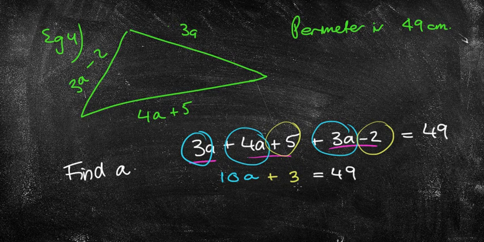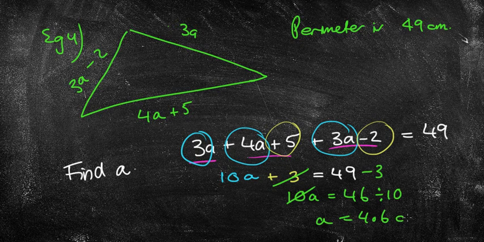Therefore, I'm going to take 3 away to get 10a equals 46. Divide by 10 to get a equals 4.6. So we have 4.6 centimeters as our value.